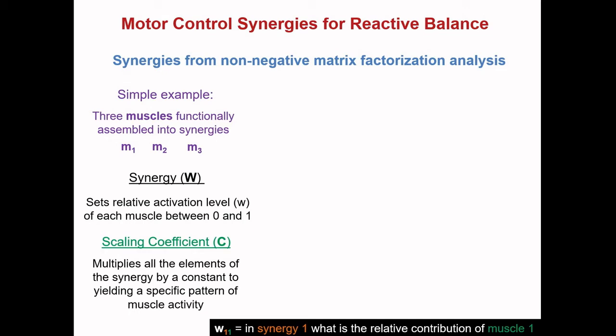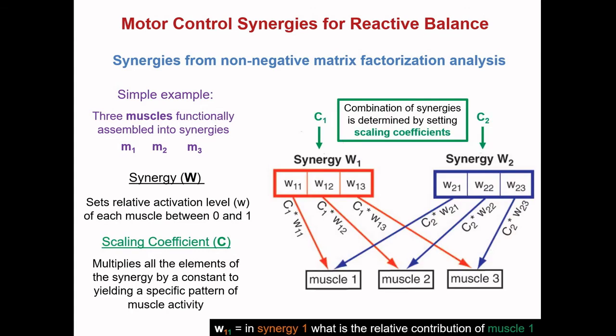The next part of the theory concerns scaling coefficients. Scaling coefficients are symbolized in this explanation with the letter C. Scaling coefficients are used to capture the relative contribution of each synergy to a movement. As we will see in a second, the scaling coefficient multiplies all of the elements of the synergy by a constant to determine the specific level of activity from each muscle. Let's look at this visually.